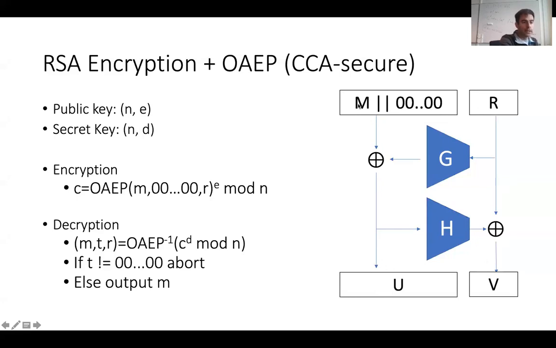What's important here is that you start with a message which might have been short, might contain some zeros, and what you get out here is a number between 0 and n, and it's random looking. So G and H have the property that they will produce some U and V here, which are random looking. And I don't need to say anything more for this part of the course.